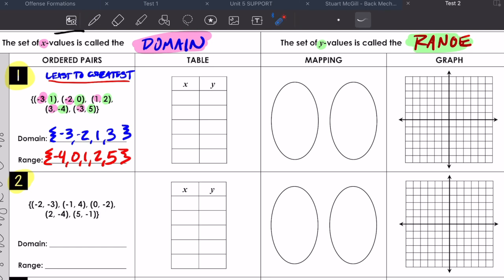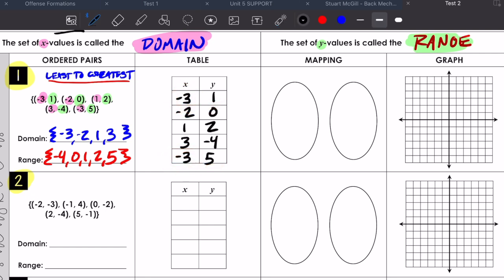Now we can take that same set of ordered pairs and put them in a table, making sure that each point is your x and your y value. So for that first point, I have an x value of -3 and a y value of 1. And then you continue that way. -2 and 0 is my output. When 1 is my input, 2 is my output. When 3 is my x value, -4 is my y value. And when -3 is my x value, 5 is my output. And again, you should say this is not a function because that input is giving me 2 different outputs.